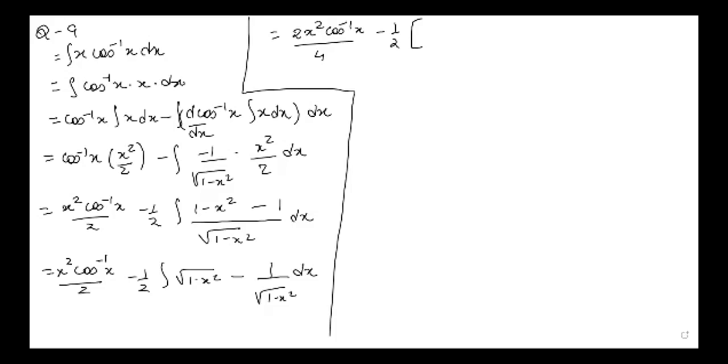If I give integration to this, then it will be x by 2 root a square minus x square plus a square by 2 sine inverse x by a. Here a is 1. Minus this will be sine inverse x, or you can write minus cos inverse x, plus c. Right.